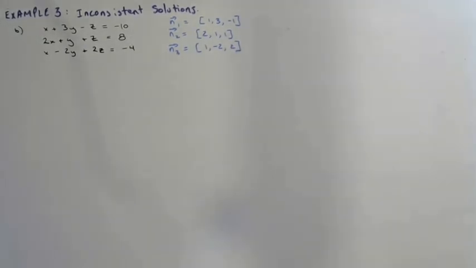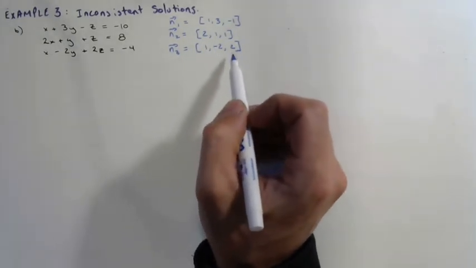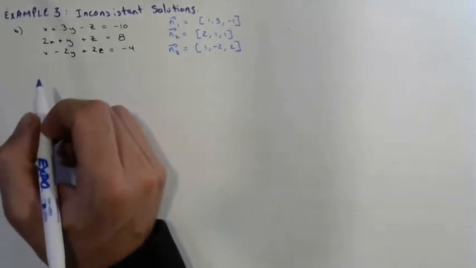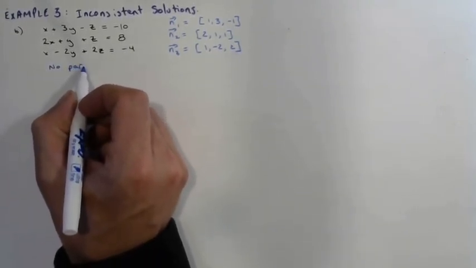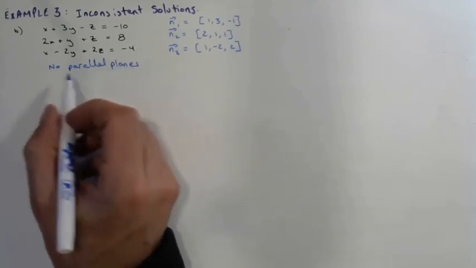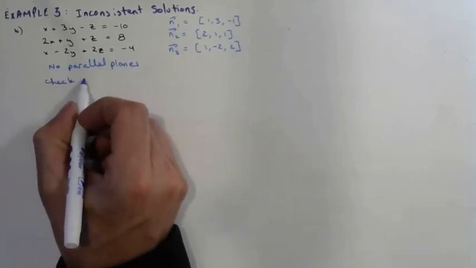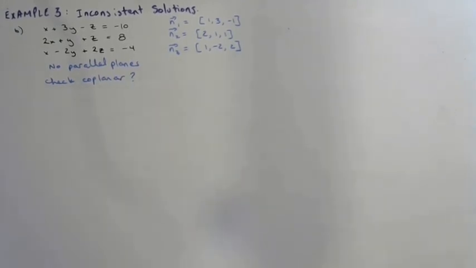And we take a look at those. We can see none of them are parallel. Nothing parallel. No parallel planes. So check coplanar. Check the normal vectors to see whether or not they are coplanar.